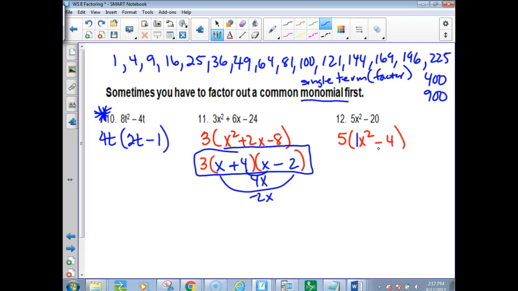This is a difference of 2 perfect squares. x squared minus 4. 1 is a perfect square. 4 is a perfect square. So you can factor this as x plus 2 times x minus 2, and I'll show you why. If you were multiplying this out, this would be positive 2x, and if you were multiplying these out, you would have negative 2x at the end. Those wipe out the middle term.